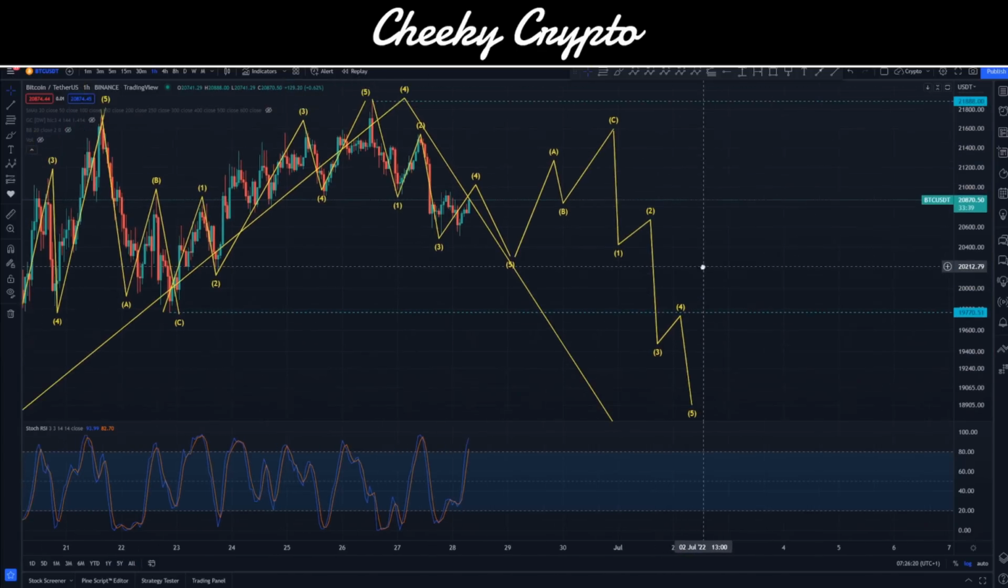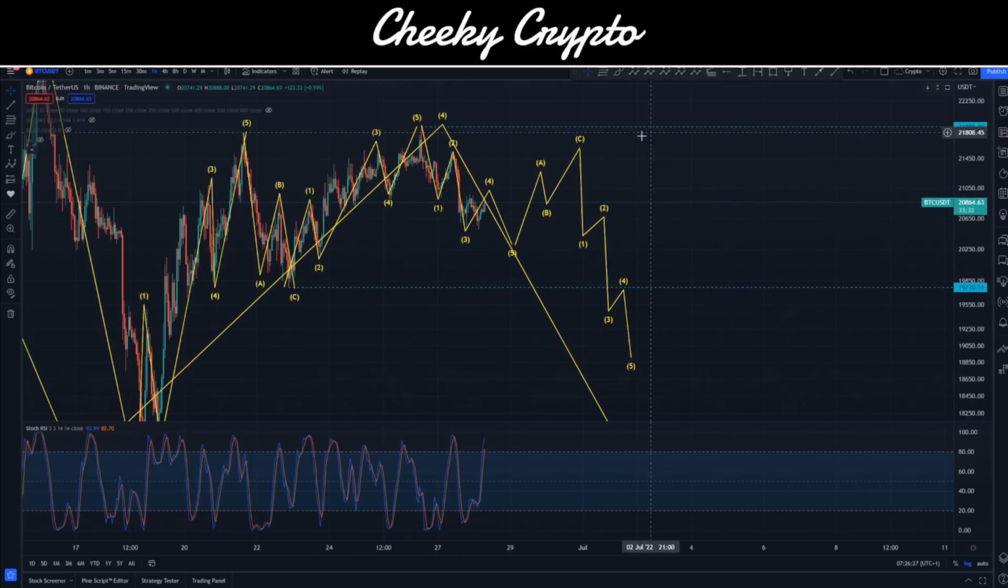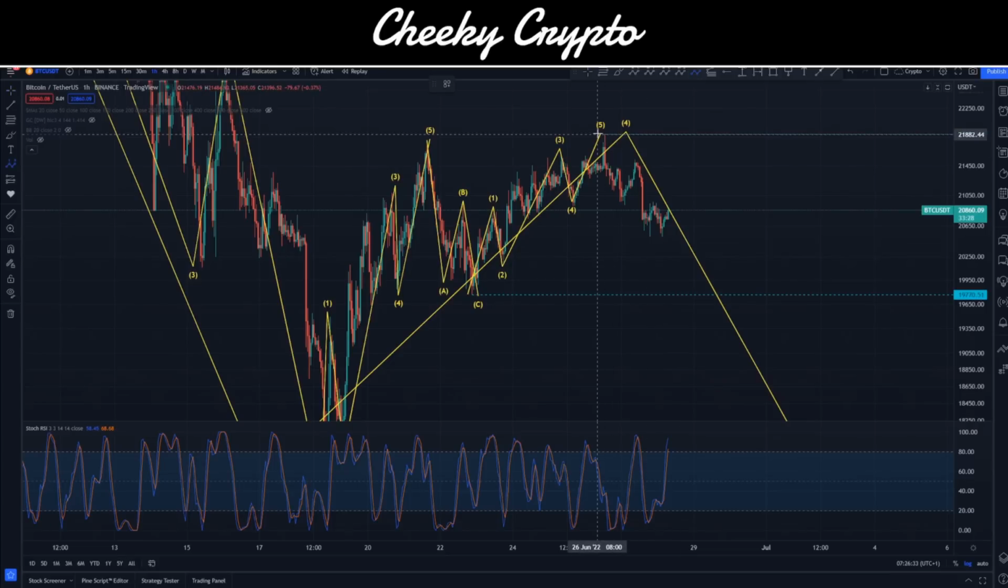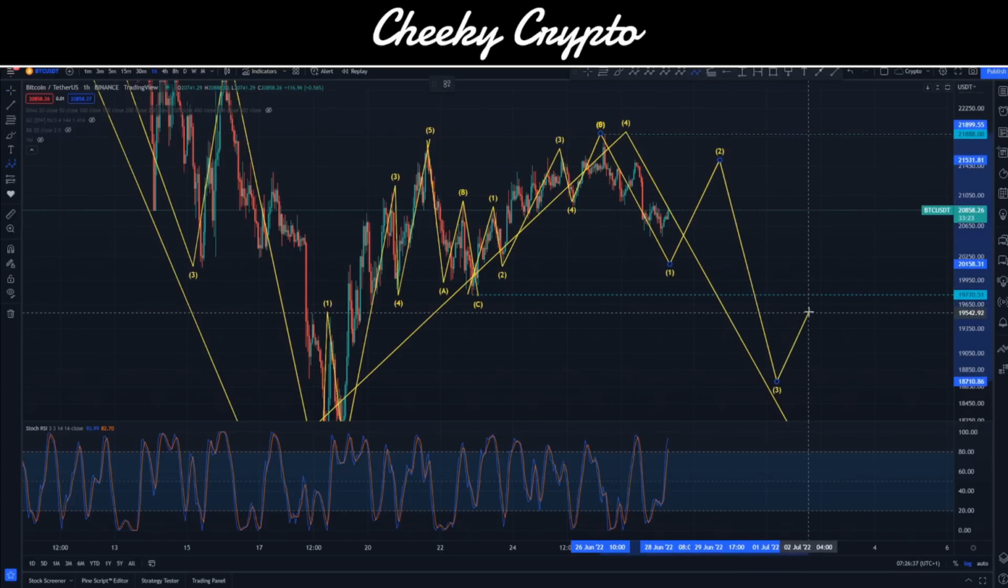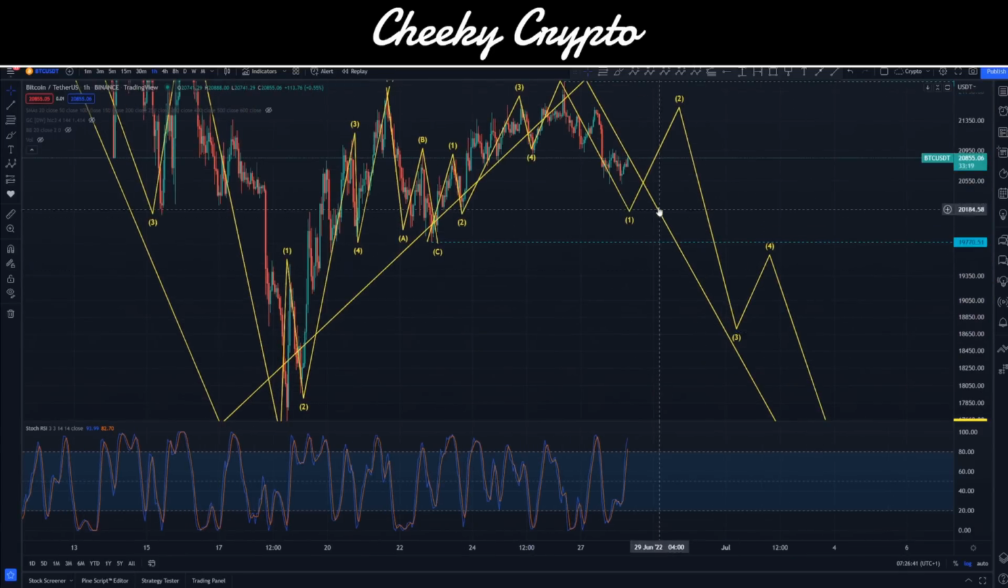Normally a wave 3 in a leading diagonal would be quite shallow, but we'll have to see how that plays out, and then we'll continue that move. And essentially what this would look like if I now remove all of those would be something like this. We'd have a wave 1, a wave 2, a wave 3, a wave 4, a wave 5. Okay, something to this effect.